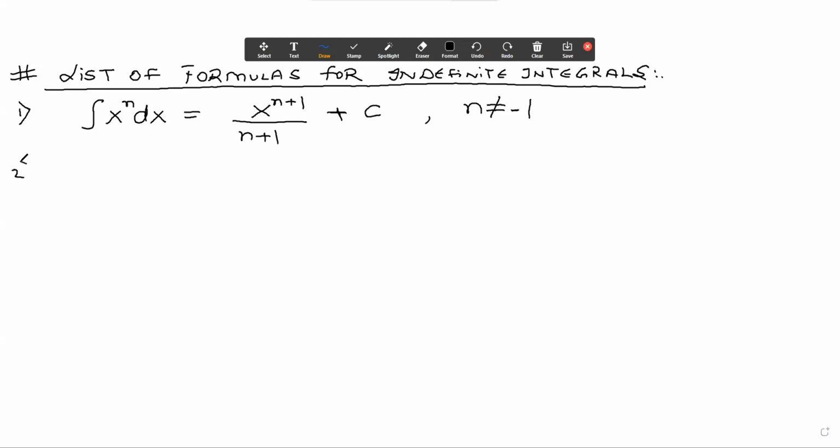Second formula, integral of dx is equal to x plus c, or I can say integral of 1 times dx. Integral of 1 with respect to dx will be x plus c. Third formula, let's look at the trigonometric formulas. Integral of cos x dx will be sin x plus c.